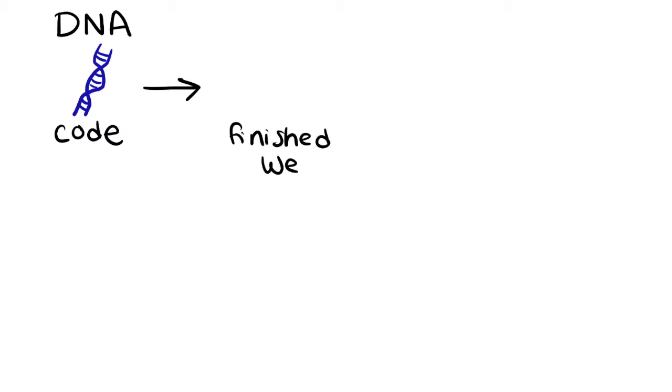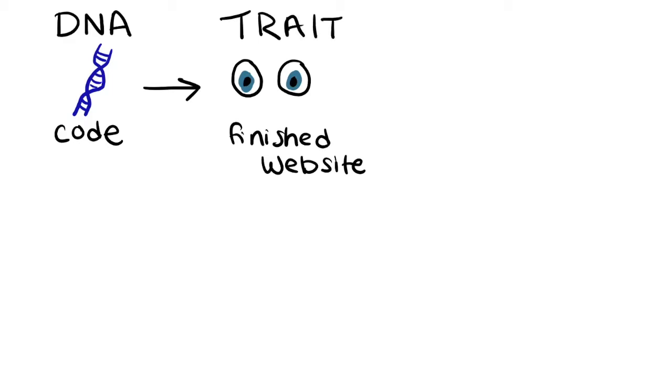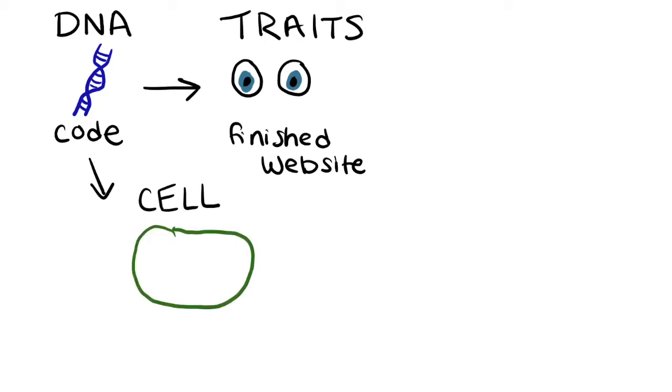So what controls these traits? Well, it's a little molecule called DNA. And DNA acts as the code for the finished website. In this case, the finished website that has been coded for is your traits. Your traits such as eye color. And DNA does this through cells. It is located inside of cells.